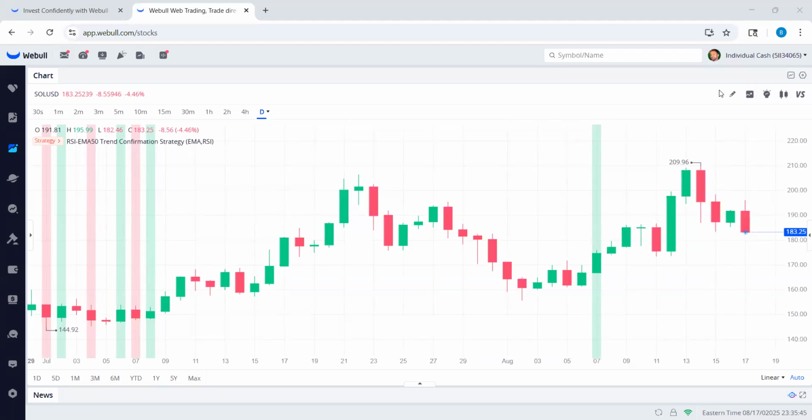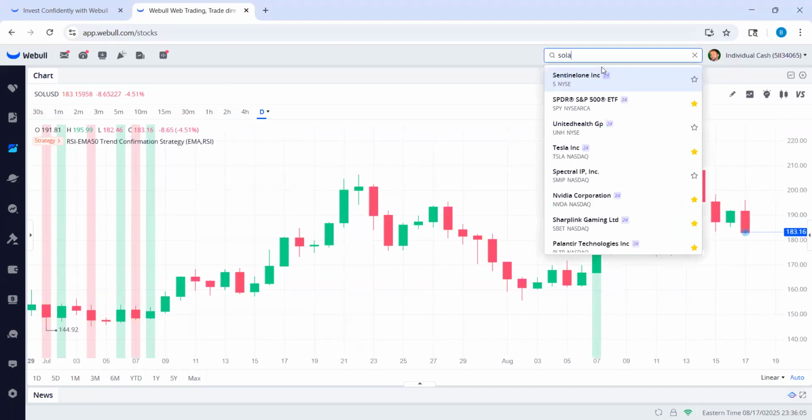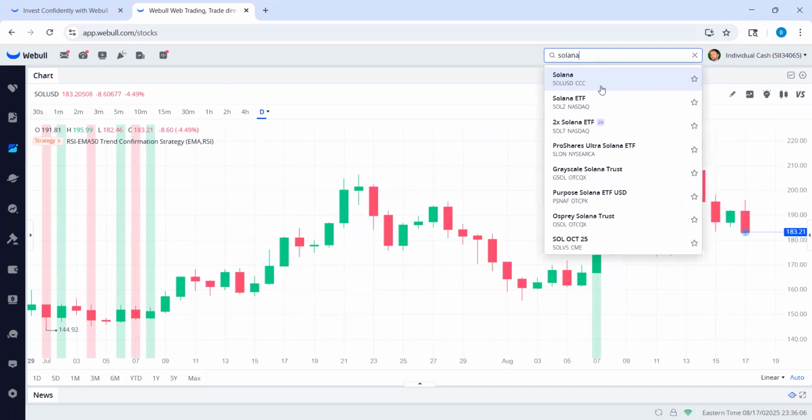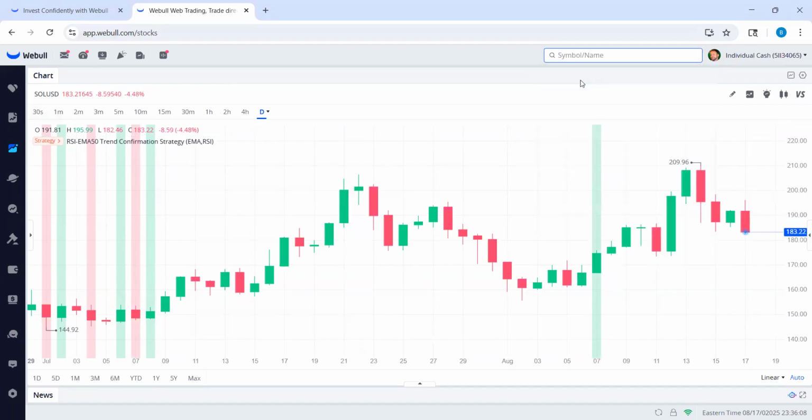Hey guys, so I am on Webull, Webull.com. This is what I use to do all of my charting for my stocks and cryptos. Right now, I'm looking at Solana. If you look at the top left, it's Solana. This is the chart. So my settings, this out of the way.